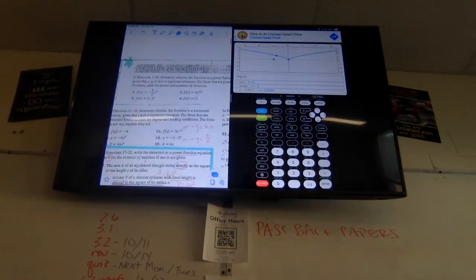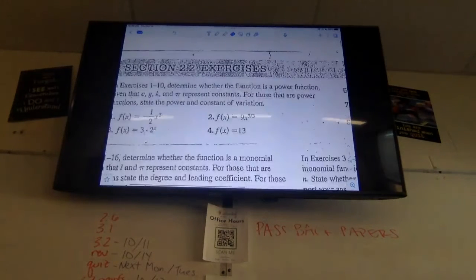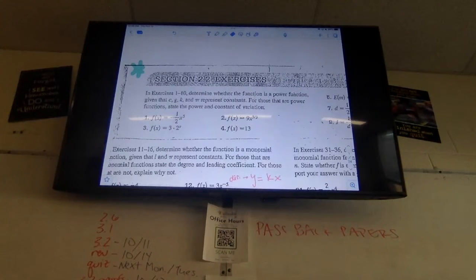This says determine whether, and I don't need my calculator anymore, determine whether the function is a power function. Okay, time out. What is a power function? Just maybe one page back.